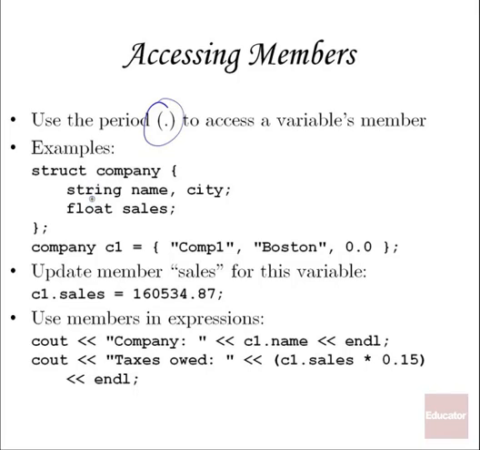So we have a company that has a name and a city and a float for their annual sales. We'll initialize C1, company 1, who's in Boston, and got very little sales this year. Let's fix that. C1.sales is now, so we've got this floating point number stored in this member. And we can use that in an expression, just like any other expression. So let's grab the sales from this company, multiplied by 0.15, and that's the taxes that the company owes based on this tax rate, which of course should be a variable because it changes every year.